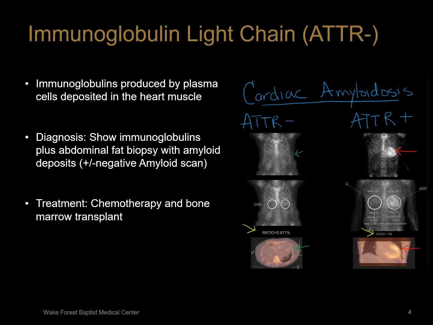With immunoglobulin light chain amyloidosis, aggregated immunoglobulins are deposited in the heart muscle. Diagnosis consists of lab work as well as amyloid deposits evident on abdominal fat biopsy. As light chain amyloidosis is a plasma cell disorder similar to multiple myeloma, treatment consists of chemotherapy and bone marrow transplant.